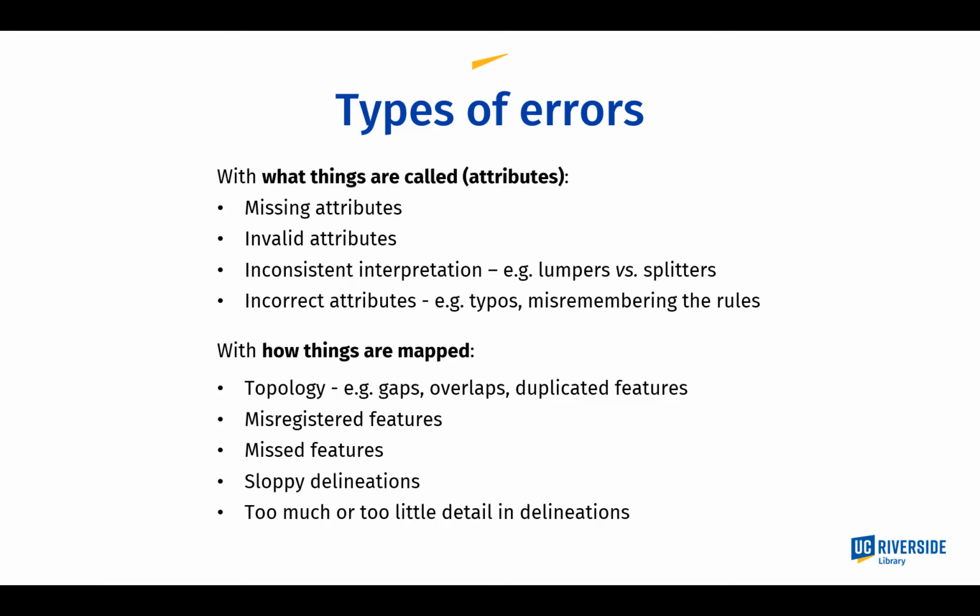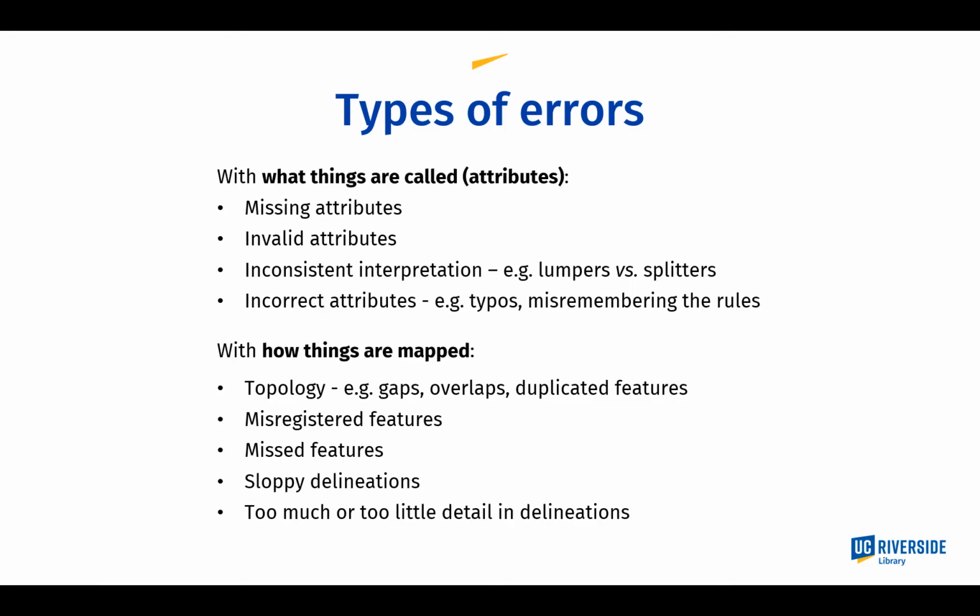And then there are also errors with how things are mapped. One phrase you may or may not be familiar with is topology. That's just how all the physical map elements fit together. Are there gaps where there shouldn't be gaps? Are there overlaps where there shouldn't be overlaps? Do we have duplicated features to worry about that were made by accident?